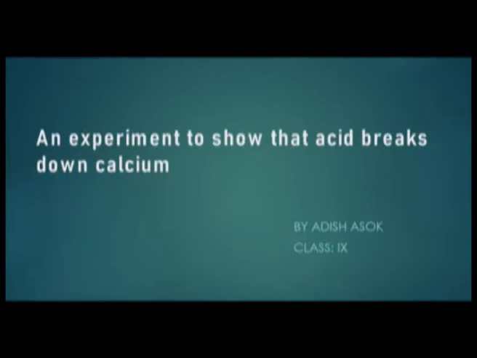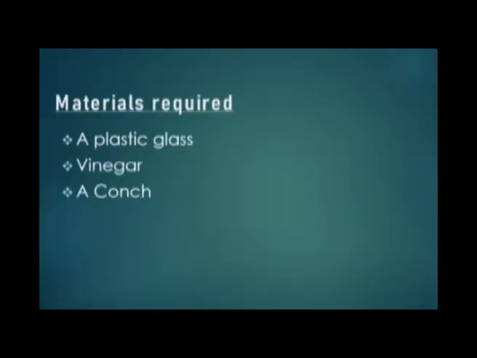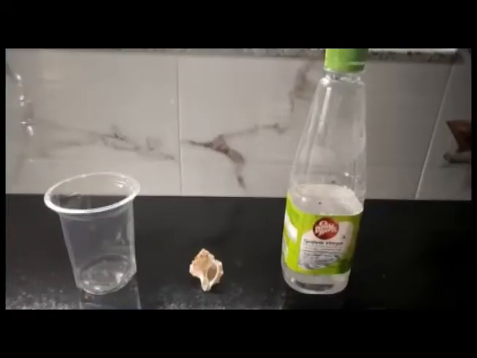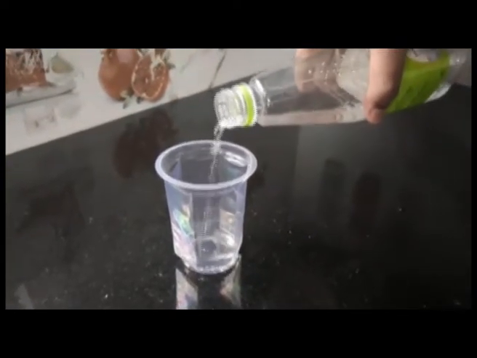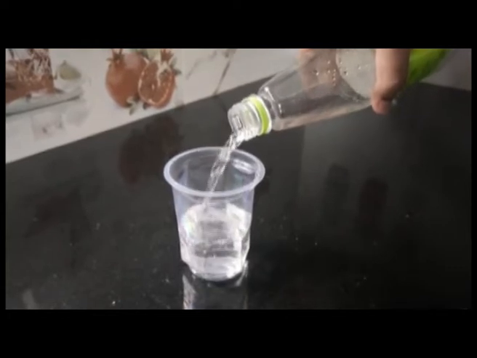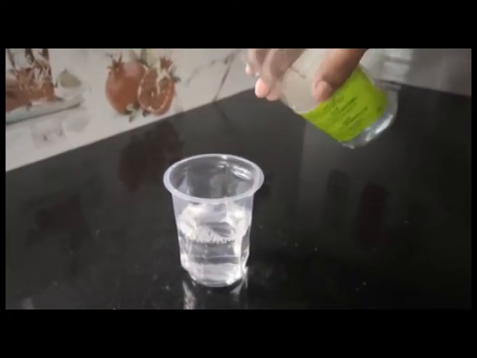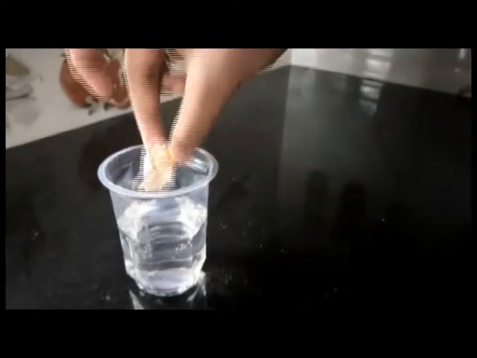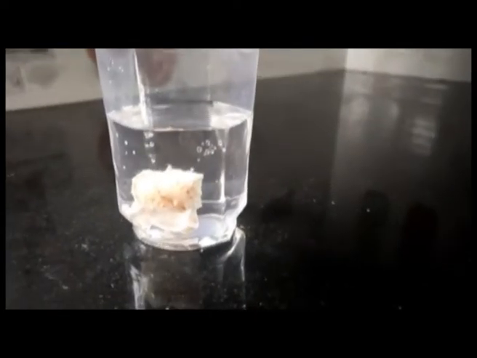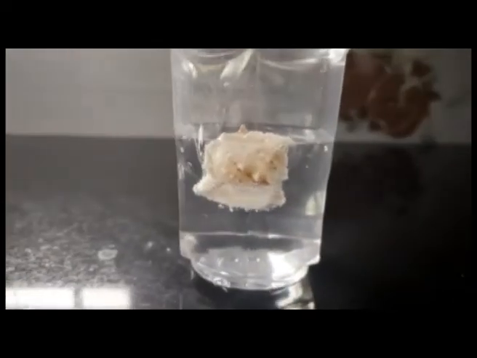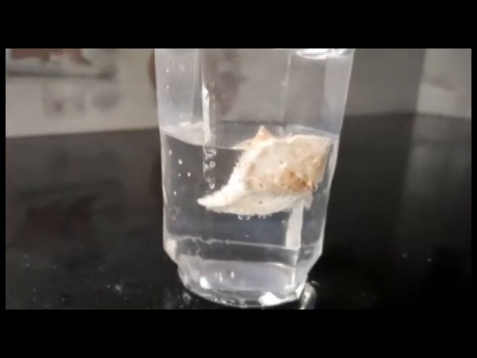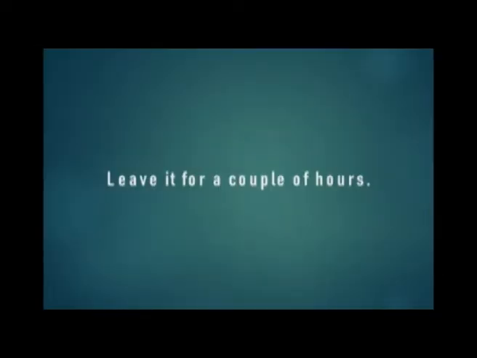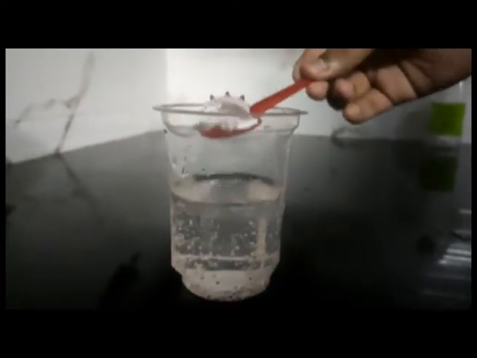Today I am going to do an experiment which shows that acid breaks down calcium. The materials required are a plastic glass, vinegar and a conch. Pour the vinegar into the glass. Drop the conch into the vinegar. Now you can see that some part of the conch shell has been eroded.